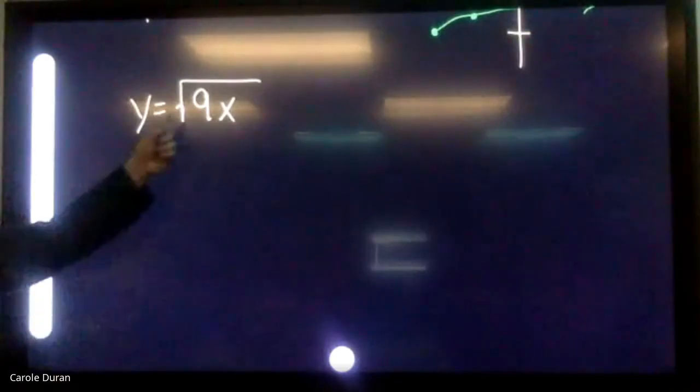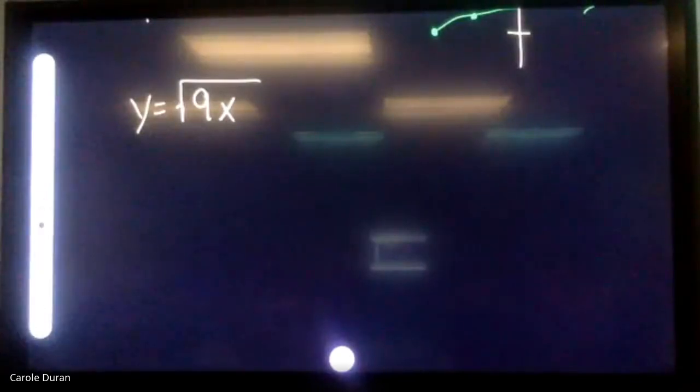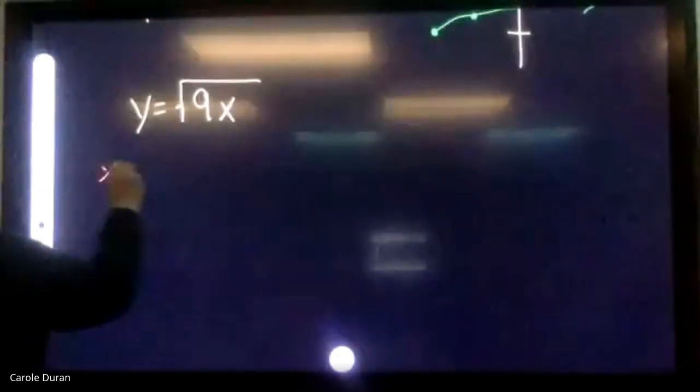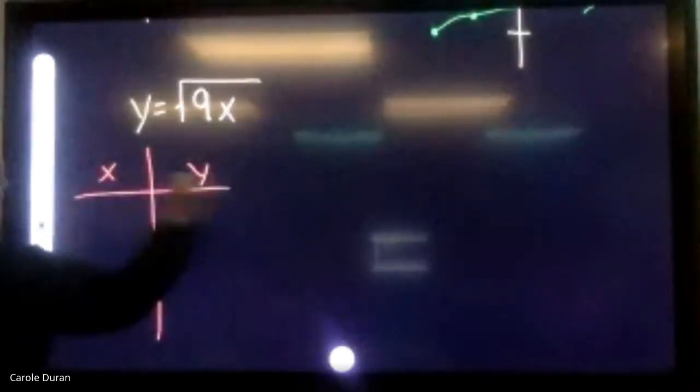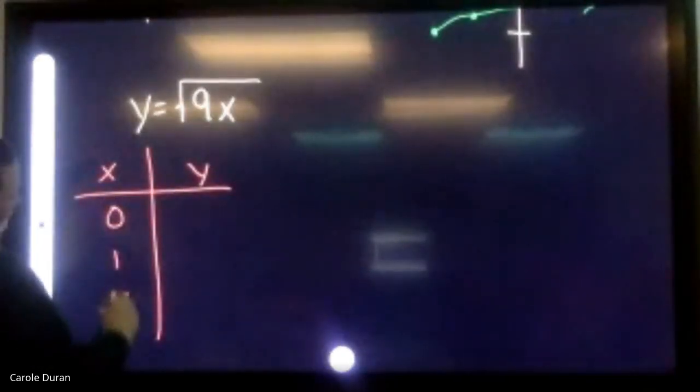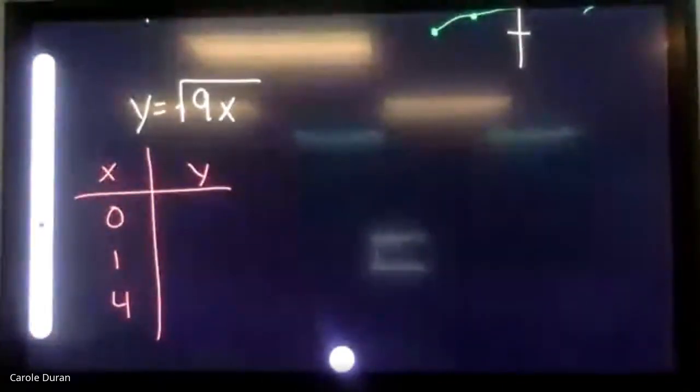So if the number being multiplied in is already a perfect square, we change nothing, and we're still just going to use 0, 1, and 4. So let's do that. So when I go ahead and plug 0 in, what happens under the radical? It'd be 9 times 0, which Heath is what? 0. And the square root of 0 is? 0. Perfect. So my first point is 0, 0.